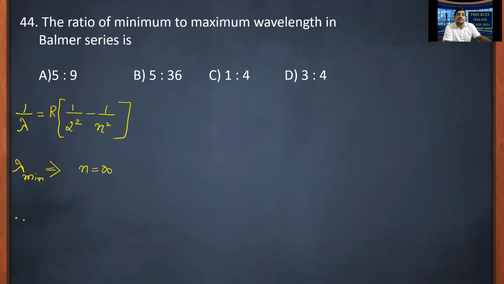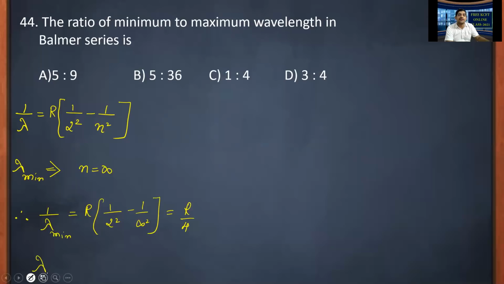So therefore I can write it as 1 by lambda minimum is equal to r into 1 by 2 square minus 1 by infinity square. You need not substitute all this because 1 by infinity square, you know that it is 0. So it comes to be equal to r by 4. All right. Then what is lambda minimum straight away? So lambda minimum is equal to 4 by r.